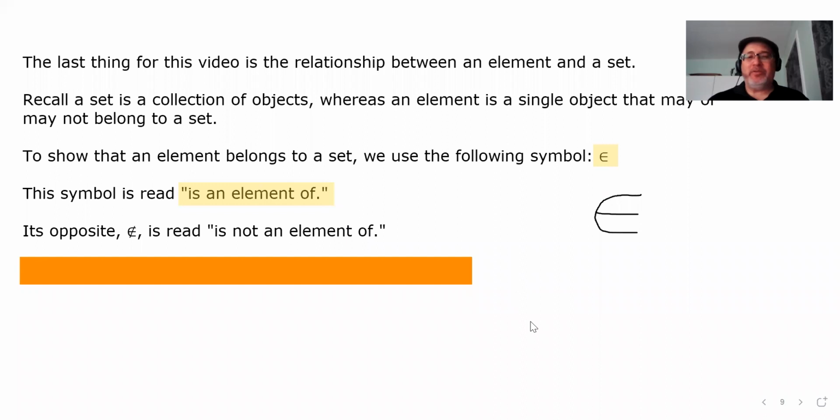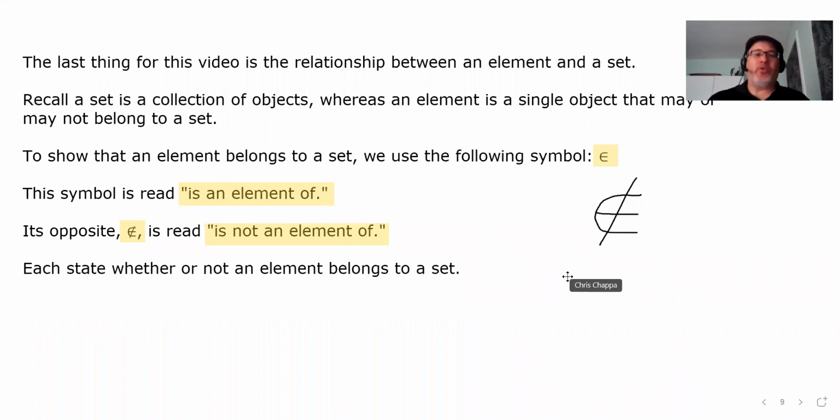Its opposite looks like this. Pretty standard opposite notation in math, where you just draw a line through a symbol. But its opposite, in red, is "is not an element of." It states that something doesn't belong to a set.